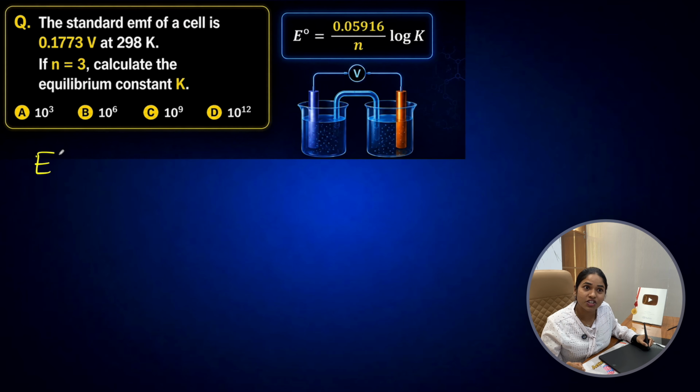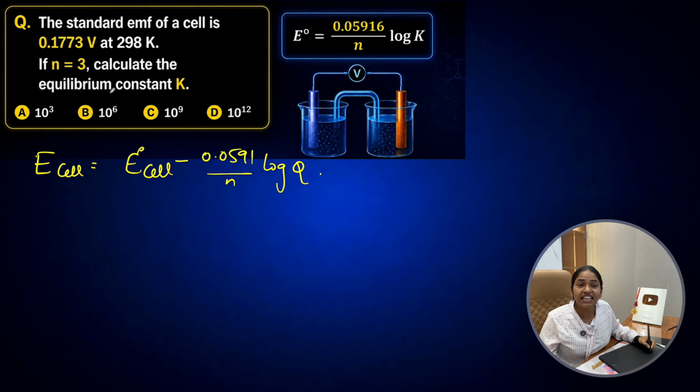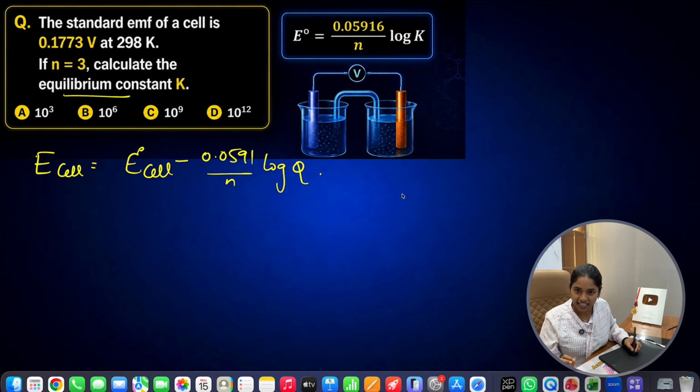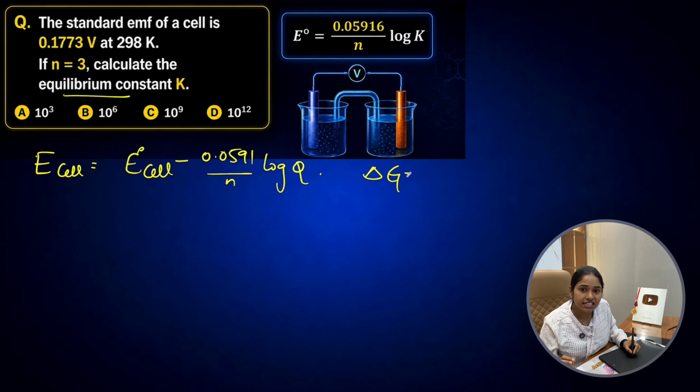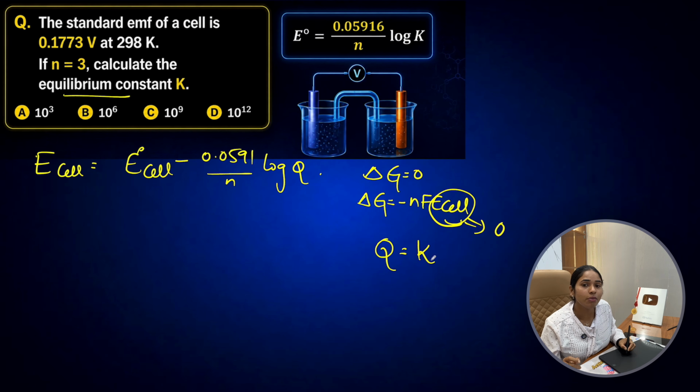Again use the Nernst equation formula. E cell is equal to E naught cell minus 0.0591 by n log Q. If they are telling us the equilibrium constant, it means the reaction is at equilibrium. So when the reaction is at equilibrium, delta G is 0. Delta G is equal to minus nFE cell is the formula. So this is also 0. If this is 0, delta G becomes 0. In such a case, when the reaction is at equilibrium, Q becomes Kc, or Q is equal to K.